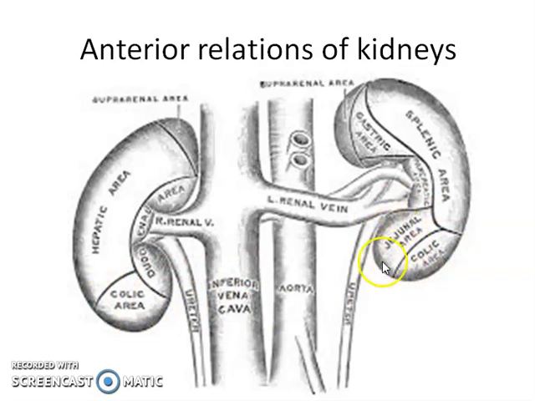Here on the medial side is in relation with the coils of the jejunum, and on the lateral side it is in relation with the colon, that is the left flexure of the colon. So right kidney with the right flexure of colon and left kidney with the left flexure of the colon.